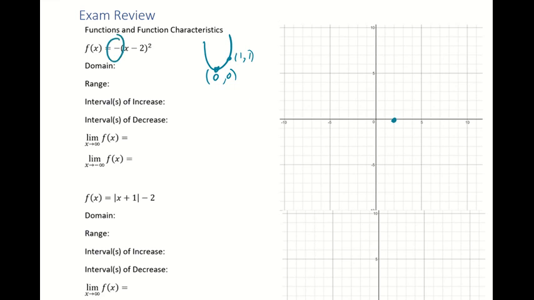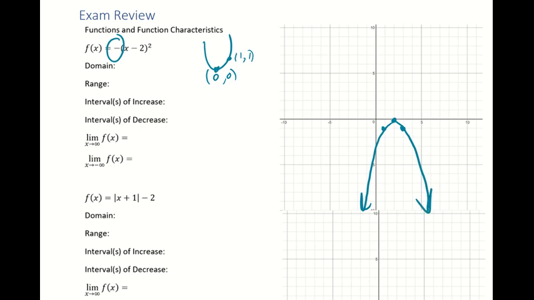The negative is going to cause a reflection over the x-axis. So instead of going up like this, obviously that is not what it should be, but it will be facing downwards, and this is called concave down, but we'll talk about that later on in the course.